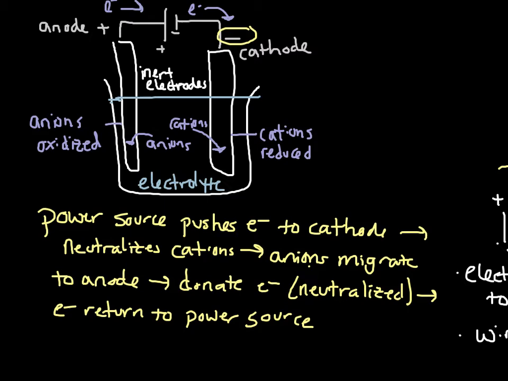Because the anions migrate to the anode, that anode has become positive because electrons are leaving, going back to the battery source. So those anions donate electrons, they become neutralized and go back to their natural state, and the electrons return to the power source to be used and pushed towards the cathode again. So that external power source is the supply of electrons for this particular electrolytic cell versus the voltaic cell where we're creating ions, and that is what's providing the electrons.